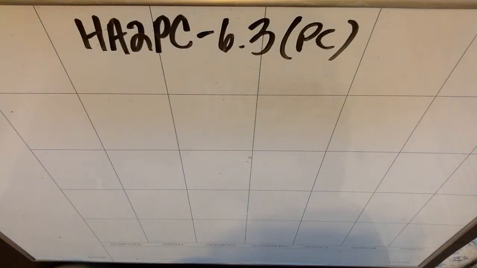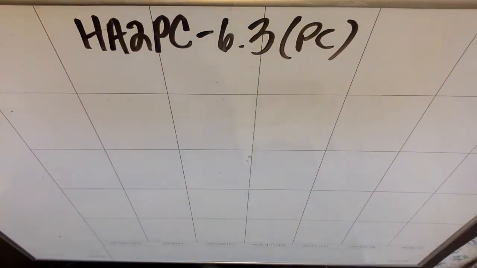We are doing Honors Algebra 2 Pre-Calc section 6.3, which is vectors in a plane. So let's talk about a little bit of vocab first. This is our introductory lesson.